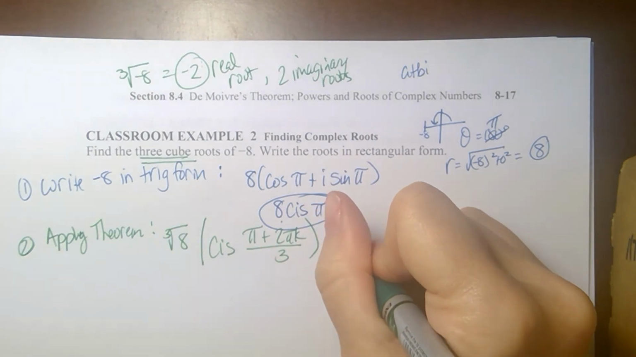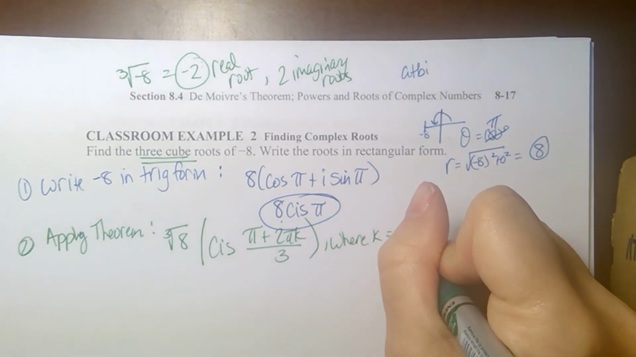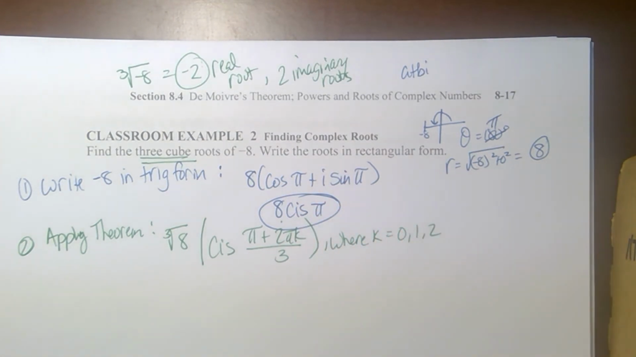I'm interested in the values where k is 0, 1, and 2. Why did I pick these 3? Well, I'm always going to start where k is 0, and I'm finding the cube roots. Because it's the cube roots, there will be 3 of them. So I do 1, 2, 3, where k is 0, k is 1, k is 2.